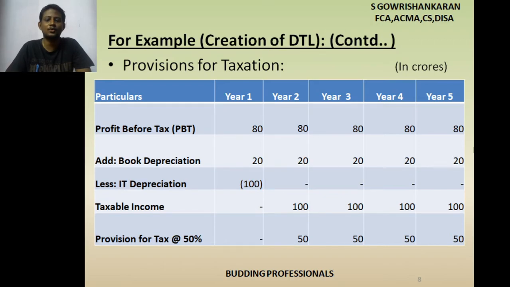Fifth year 100 crore. Then on which, provision for tax is how much? What is the rate of tax? 50 percentage. So 100 into 50 percentage, 50, 50, 50, 50. Okay, you got it? So this is how provision for tax is arrived.